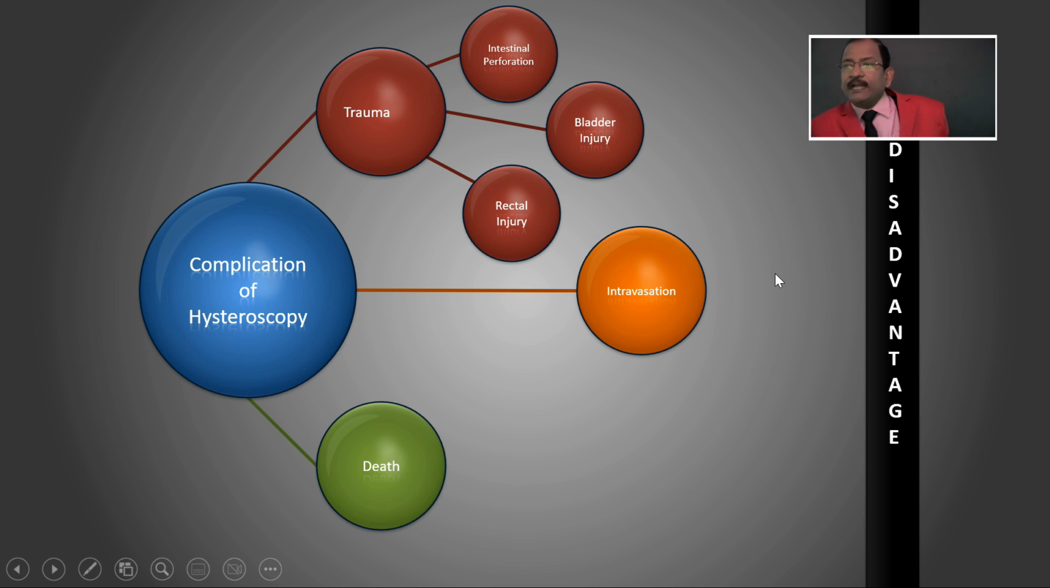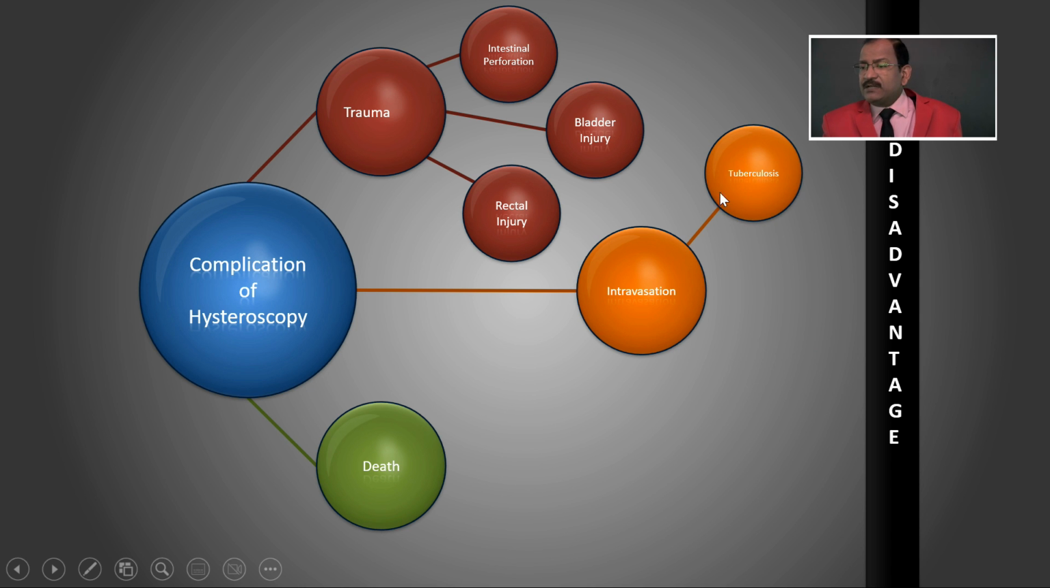Bowel is already adhered because of previous MTP or D&E, am I right? And you are doing septate uterus by scissors and you will perforate the bowel. Bladder is very commonly perforated because anteriorly the uterus is almost sitting over the bladder. Rectal injury: if there is already endometriosis and the rectum is adhered with the uterus, it can perforate.